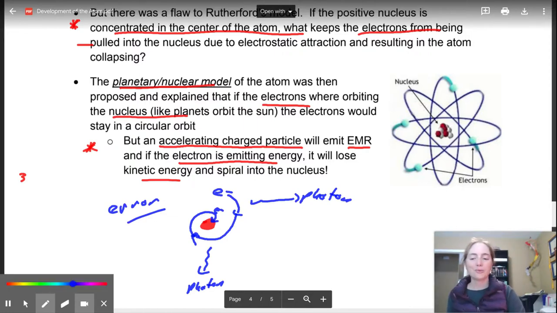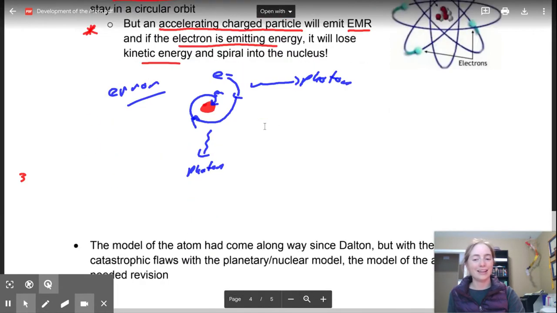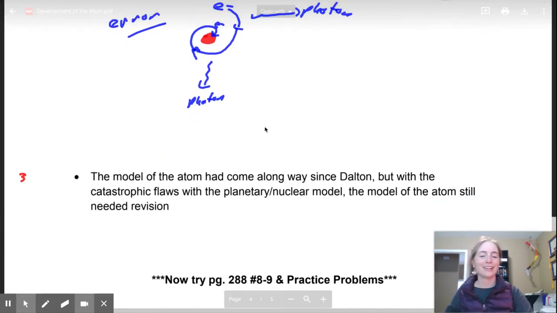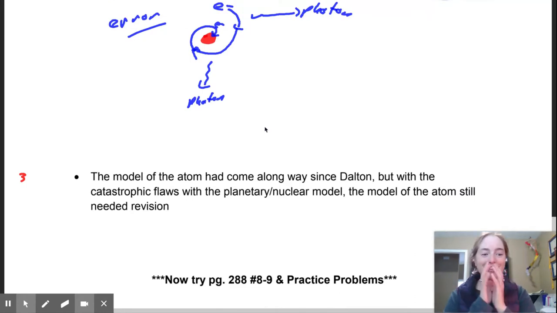Okay, so what would end up happening is we would need another model to finish the explanation of this. And that, ladies and gentlemen, is the tale for another day. We shall, like a good mystery novel, leave you in suspense at the end of this chapter, and then we'll start discussing some more properties of atoms later.